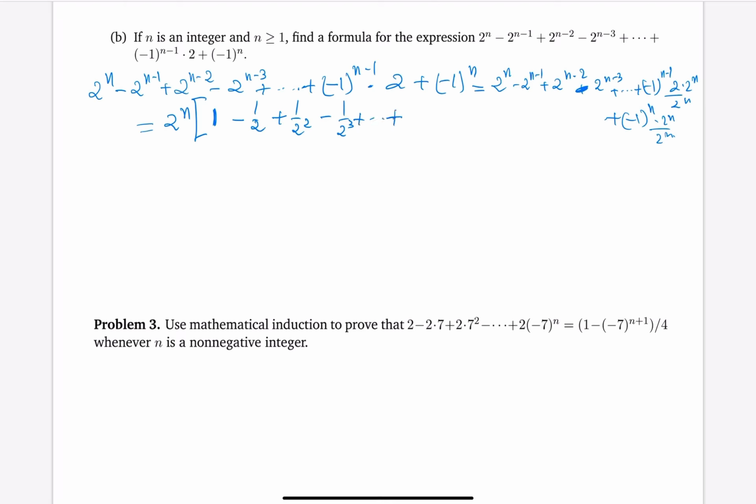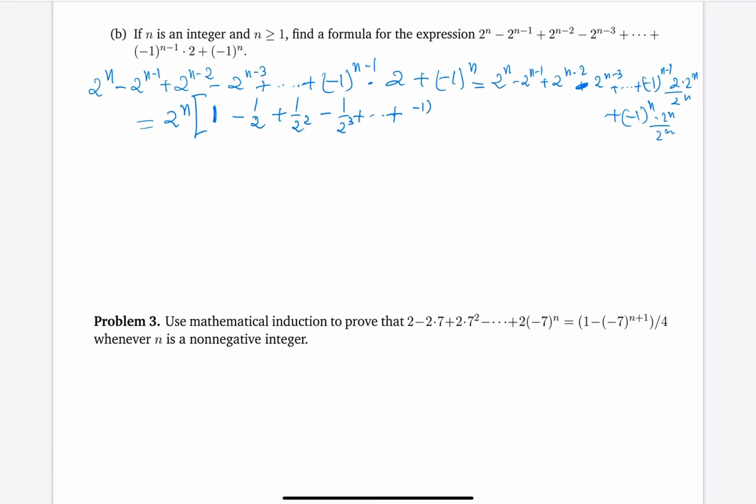Now here, if I factorize by 2 to the n, I will have a negative 1 to the n minus 1 divided by 2 to the n minus 1 left. If I factorize by 2 to the n here, I will have plus negative 1 to the n over 2 to the n left. Math is beautiful. And then you will have 2 to the n. You have this one, 1 minus 1 over 2. Now check here. Okay. You will have here 2. Now you will have a negative 1 over 2, 1.